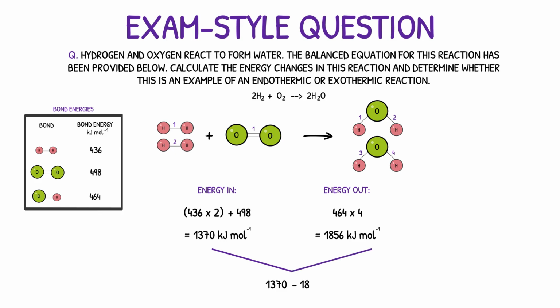1,370 minus 1,856 is equal to minus 486 kilojoules per mole. The energy change in this reaction is negative and is therefore an exothermic reaction.